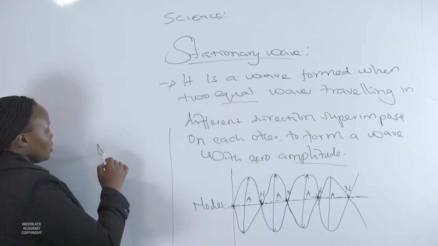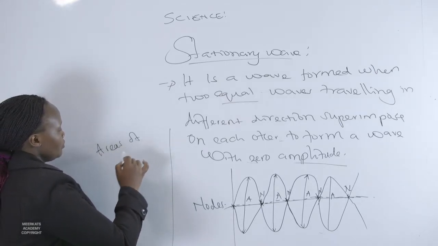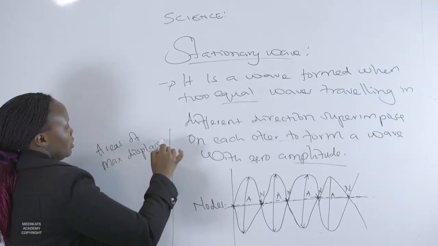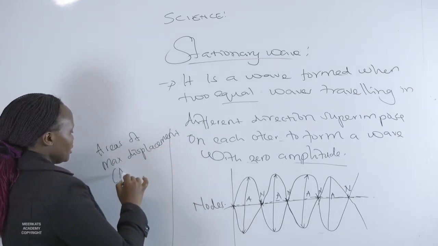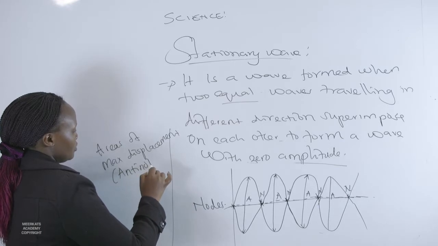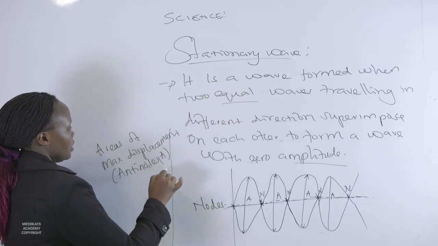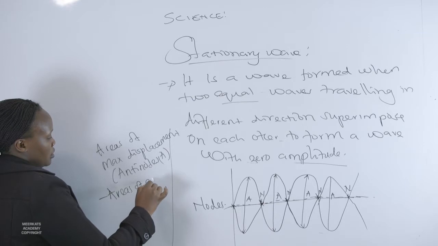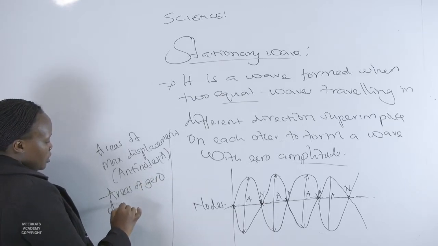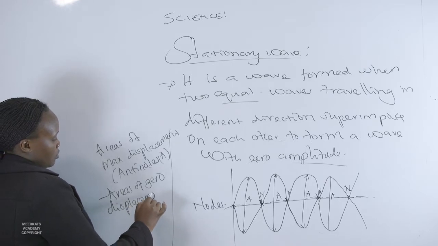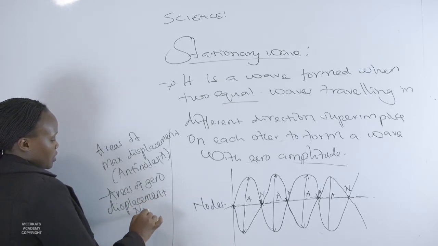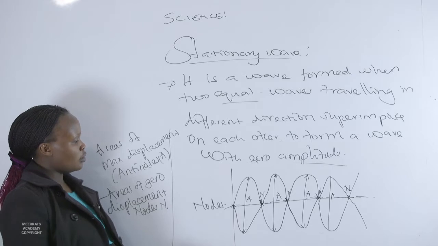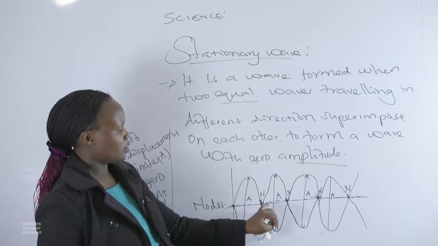Areas of maximum displacement are what we call the antinodes, or A. And areas of 0 displacement are what we call the nodes, or we could call them N. Those are areas of 0 displacement.